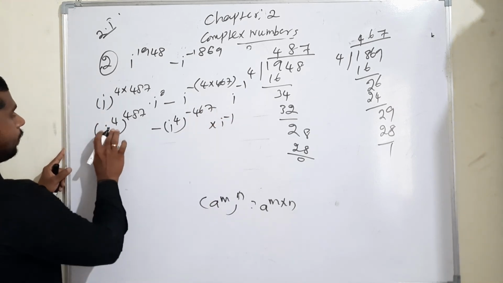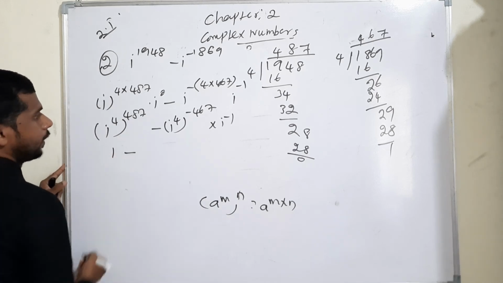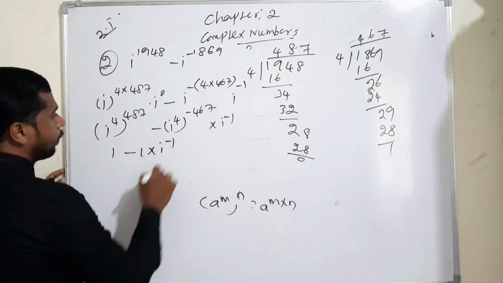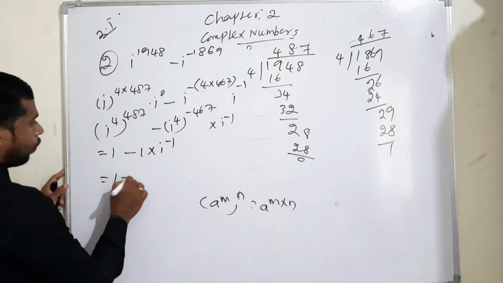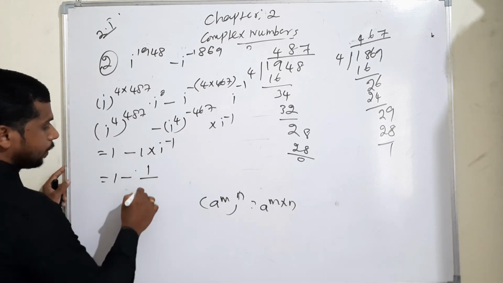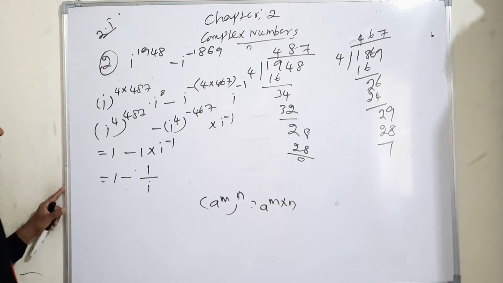Next condition, I power 4 means the value will be 1. 1 power anything means 1. So 1 minus 1 into I to the power minus 1. Therefore 1 minus, I to the power minus 1 we can write as the reciprocal, 1 divided by I. I to the power minus 1 means 1 divided by I.